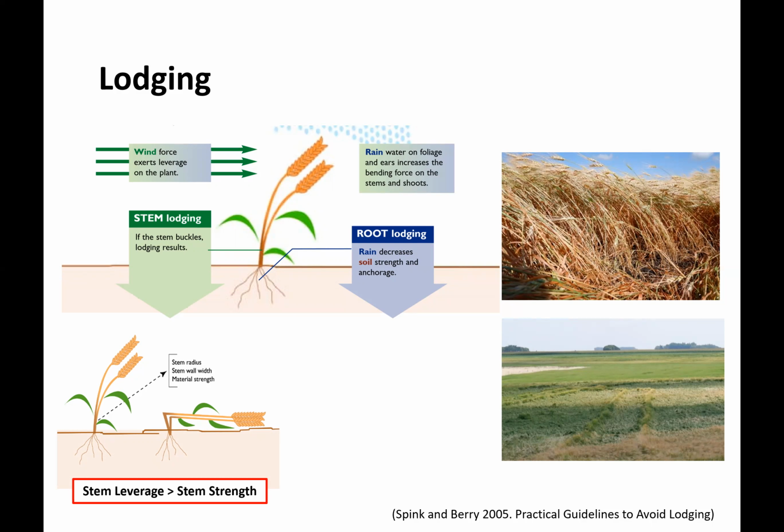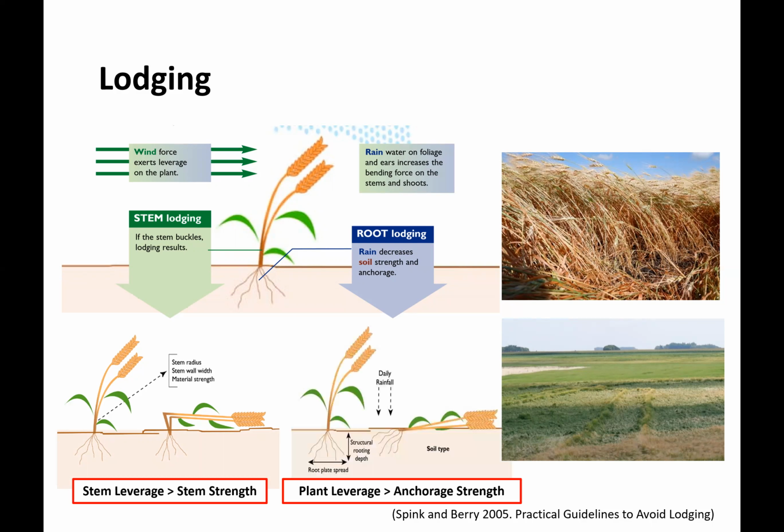And then the second type of lodging is when the whole plant rotates from the base or from the root cone and falls over. This is when rain typically will decrease the soil strength as well as the anchorage strength, and then the leverage on the entire plant is greater than the anchorage strength holding that plant up.